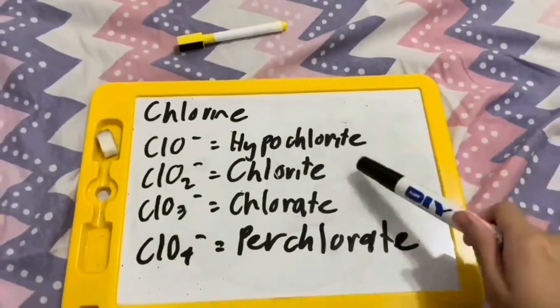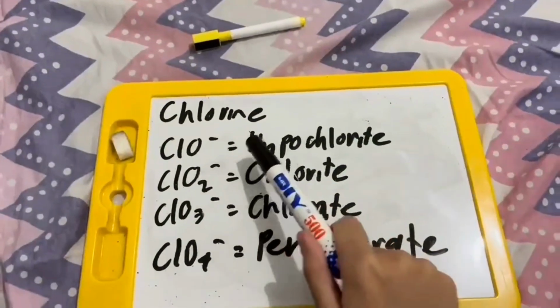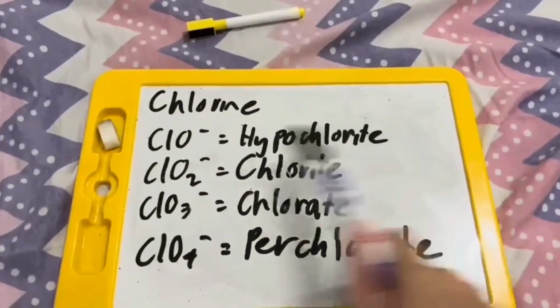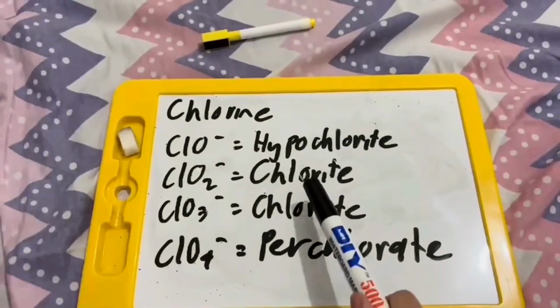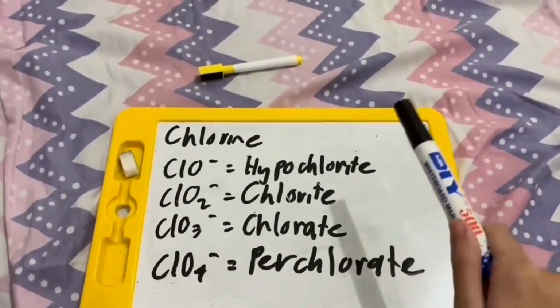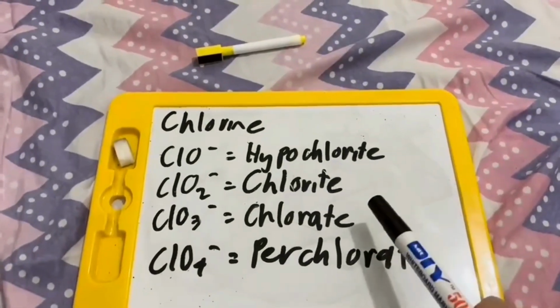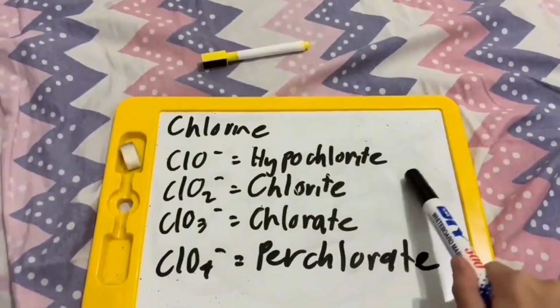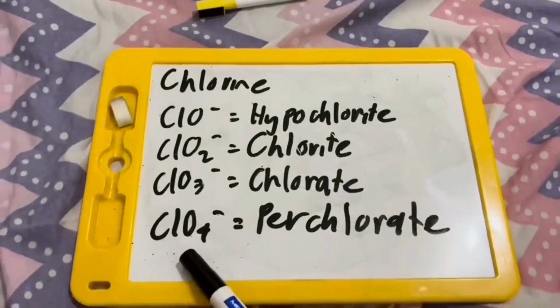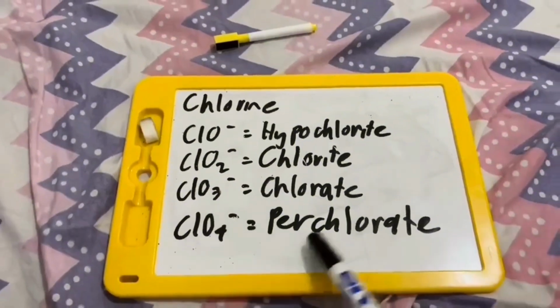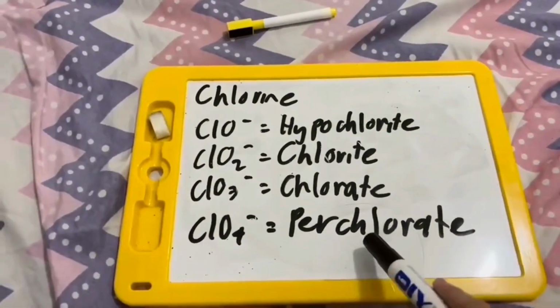So let's have another example. We take chlorine as an example. So look at these 4 ions. ClO negative is hypochlorite because it's the least of them all. ClO2 negative is chlorite because it has fewer atoms in it. ClO3 negative is chlorate because it has more atoms than the first two. And last but not least, ClO4 negative equals perchlorate because it has the most atoms of them all. Okay, that's it. See? Same chlorine, but it's just the oxygen amounts changing. Now it's your turn to try this.